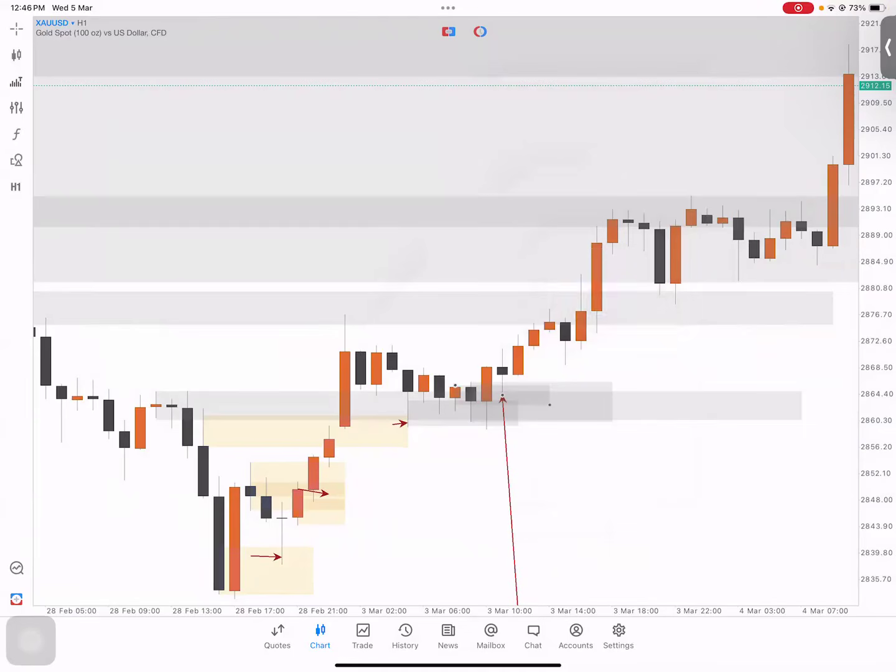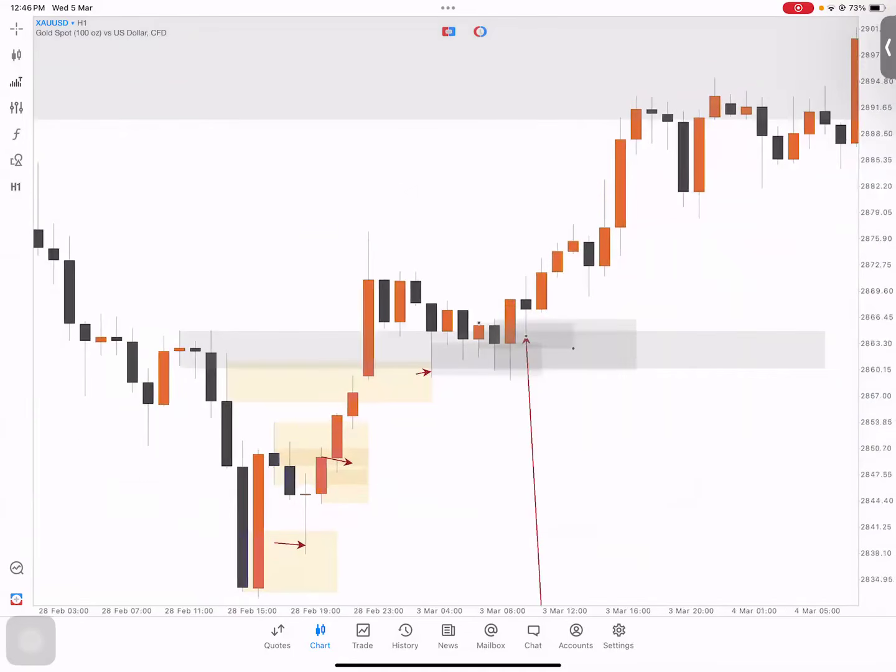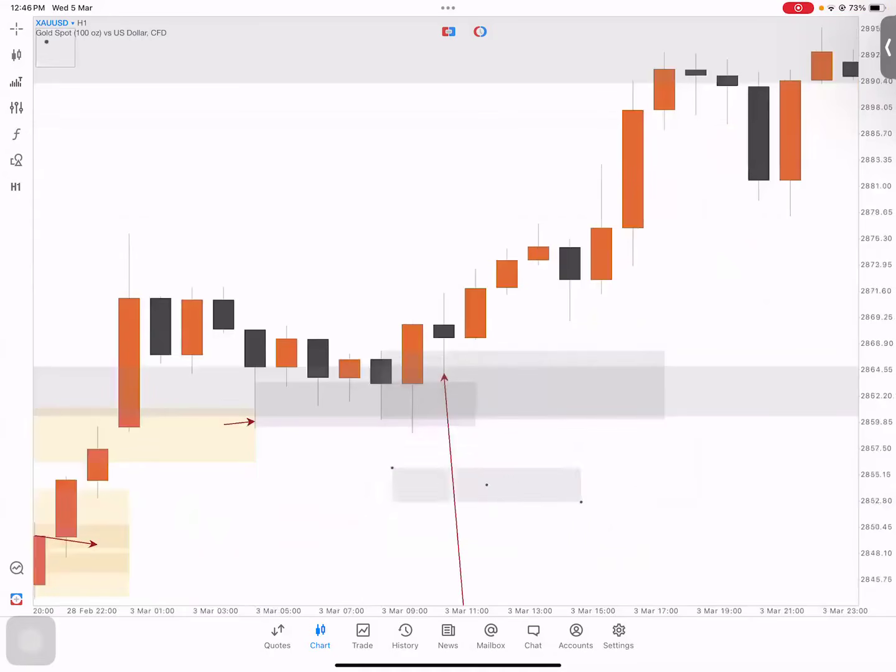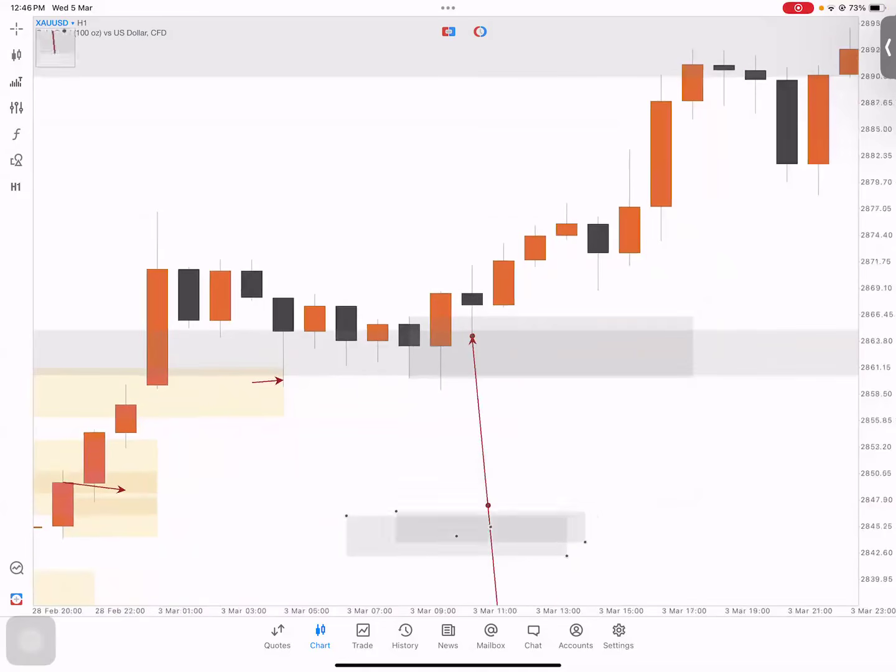Delete here first. Sometimes too many zones make you confused. Okay, so wait a minute. So I pull it out. Okay, yes, like that. Okay, EG buy. This EG buy.